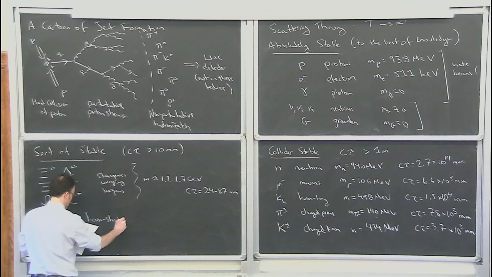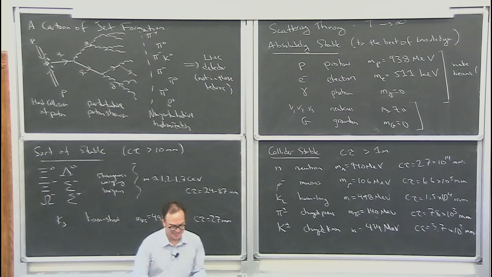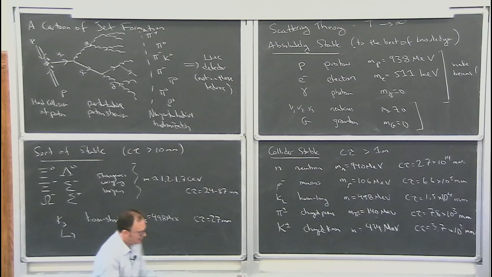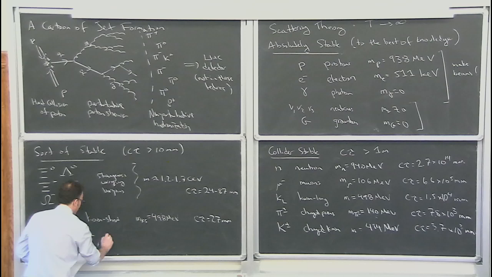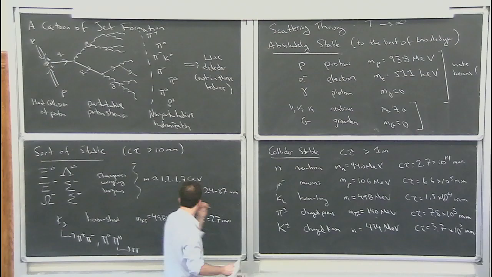And for collider physicists, this is really annoying. It's a state that if I make it, and if I give it a large enough Lorentz boost, it might get into my detector. The gamma factor makes it live long enough. But this kaon has decays to pions. I'll explain later the pi-zeros go to gamma-gamma. And so these give rise to signatures that can fake the production of some of these states over here. So dealing with K-shorts is kind of annoying.